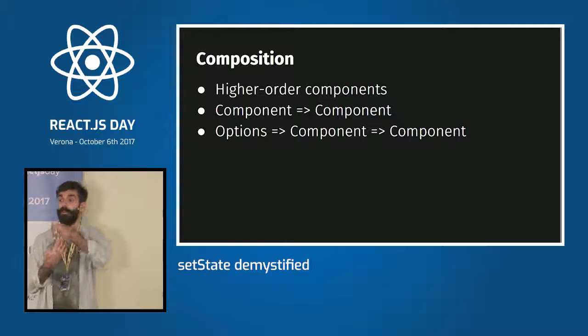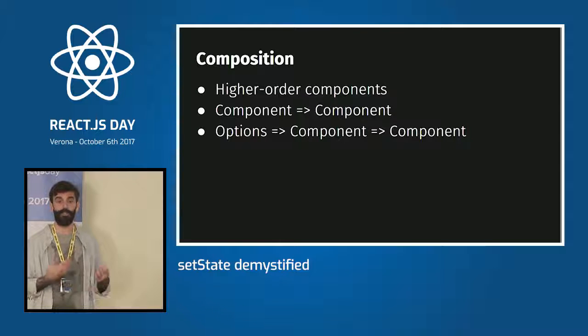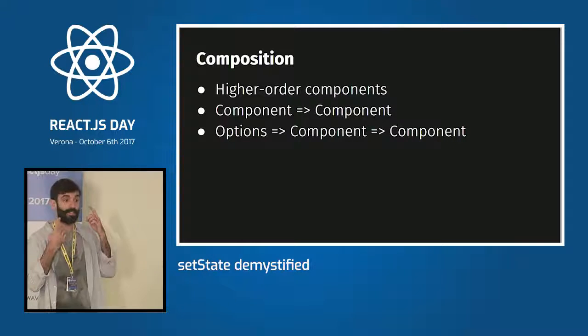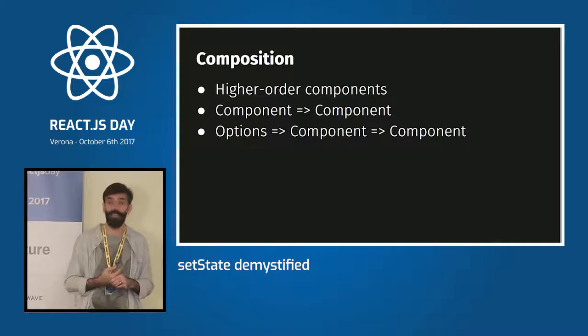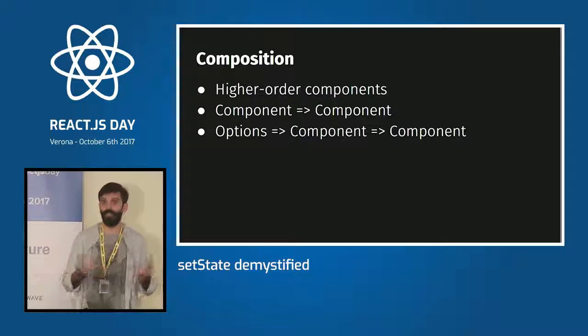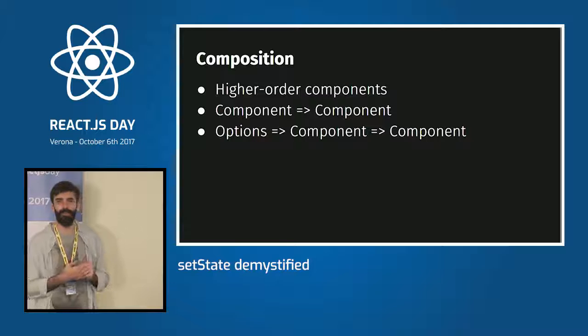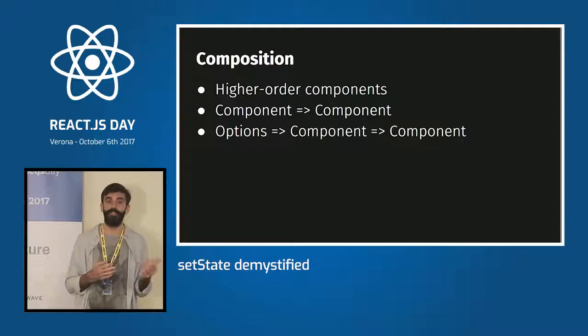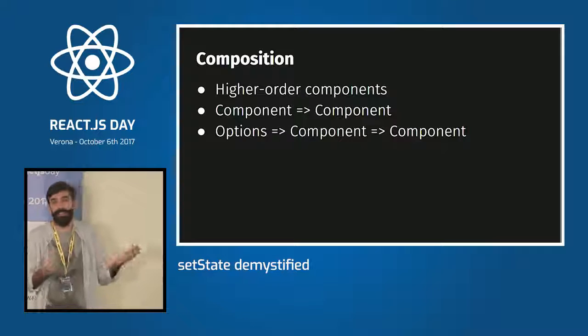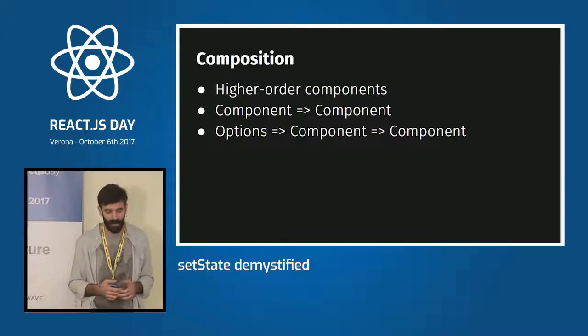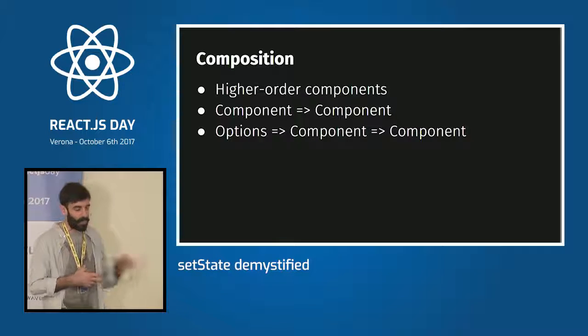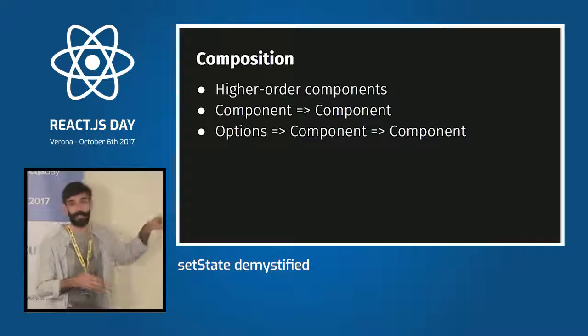A second way to separate your concerns is composition, using higher order components. Even though there is a super cool talk by Michael Jackson, he did it recently at React Boston, if I'm not wrong, and he says you would never write a higher order component again. But some higher order components already exist, so if you want to reuse them, it's good to know how they work. So a higher order component is a function that has this signature.